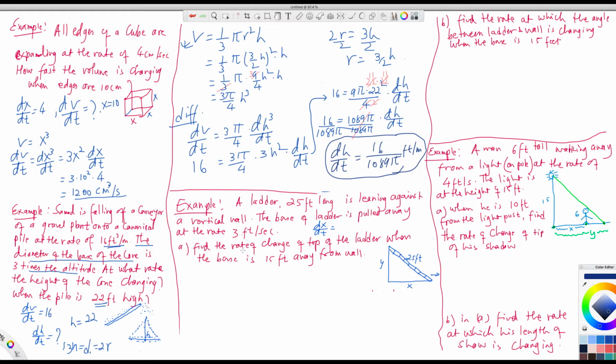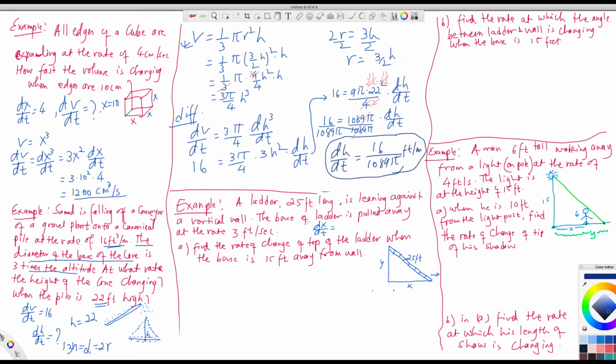Let us look at another example. It says a ladder 25 feet long is leaning against a vertical wall. The base of the ladder is pulled away at the rate of 3 feet per second. Okay, so this is the ladder, this is the vertical wall, and the length of the ladder is 25 feet. And let us assume that the length of the base is x and the height is y. So what is given? Find the rate of change of the top of the ladder when the base is 15 feet away from the wall.